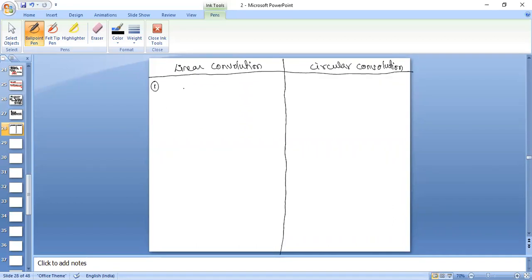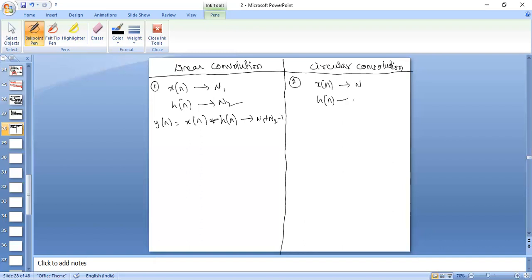So the first one in linear convolution is, see, x of n is of length n1 and h of n is of length n2. Then y of n is equal to x of n convolved with h of n should have length n1 plus n2 minus 1. Similarly, in the case of circular convolution, here x of n should be of length n and h of n should also be of length n and y of n will also be of length n.